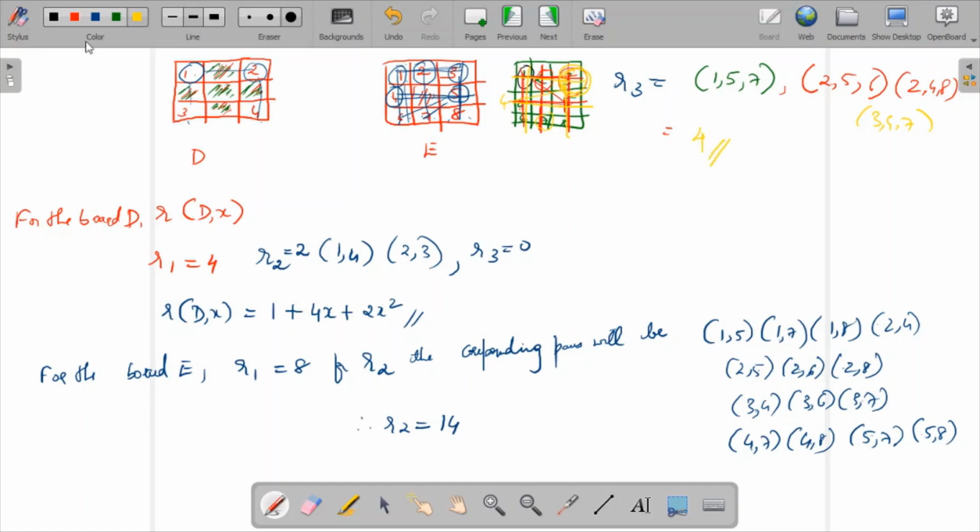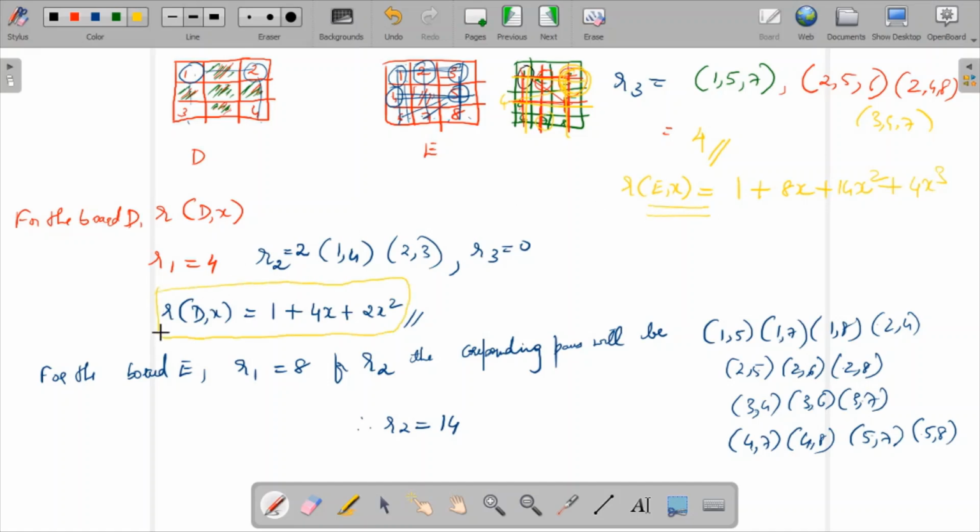So based on this, the rook polynomial for the E board, R of E of X, would be 1 plus 8x plus 14x square plus 4x cube. Okay, so this is R of E of X and this is R of D of X.